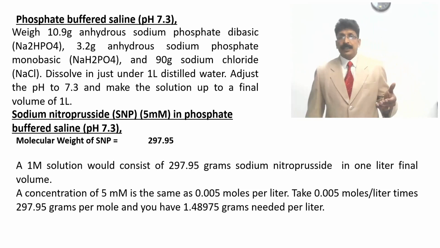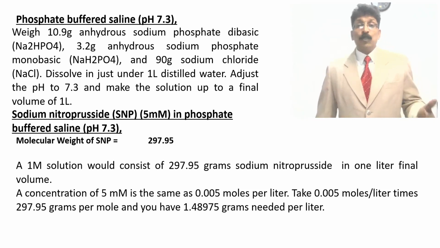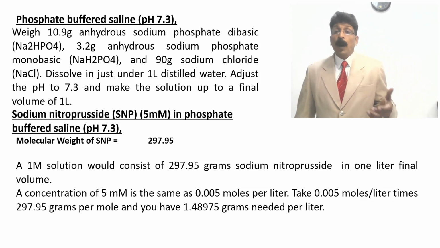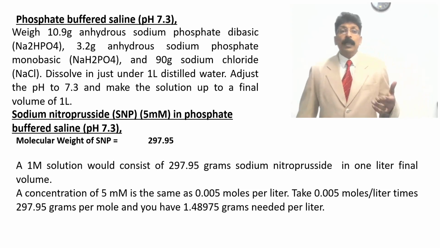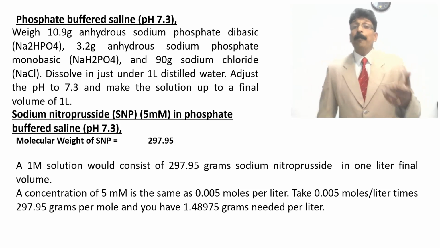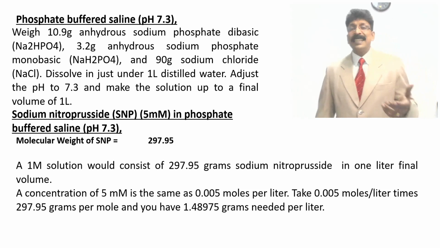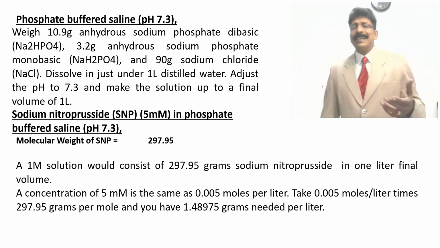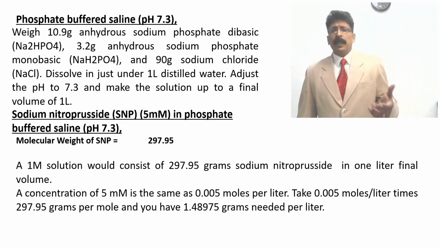We have taken sodium nitroprusside, the molecular weight is 297.95. That's why we have to weigh 1.48975 grams and dissolve it in 1 liter, then you will get the 5 millimole solution of sodium nitroprusside. I hope it is very clear. If it is not, you can write it down and note it down. It's not a very simple thing which you have done in your analytical chemistry.